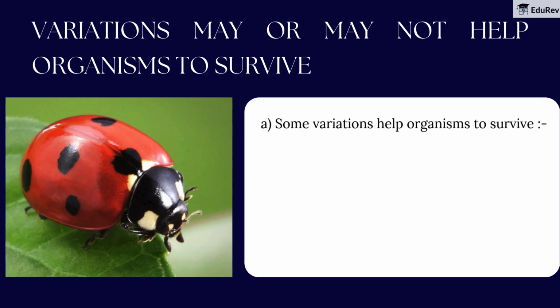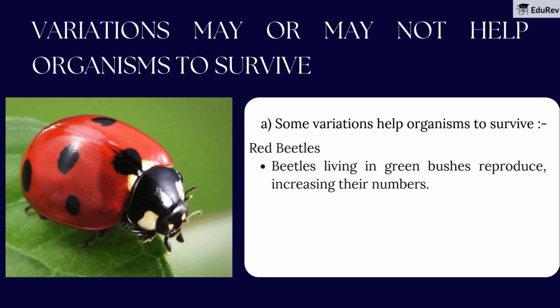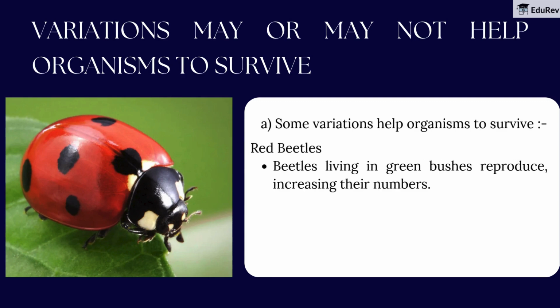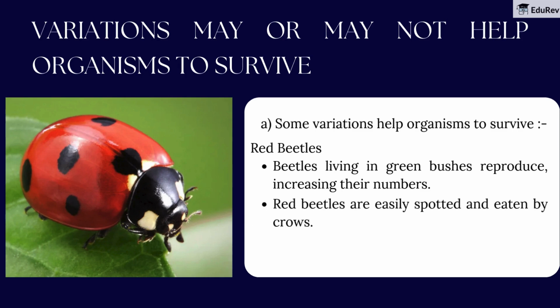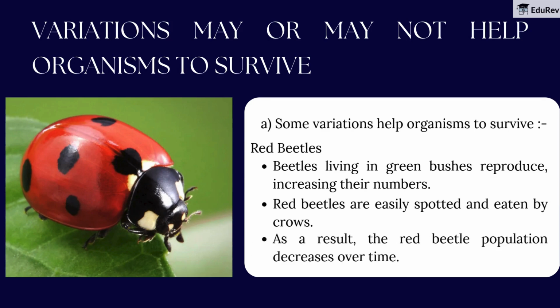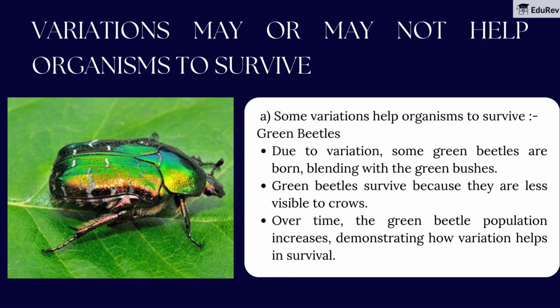Some variations help organisms to survive. For example, beetles living in green bushes reproduce, increasing their numbers. Red beetles are easily spotted and eaten by crows, causing their population to decrease over time. On the other hand, green beetles blend with the bushes, survive better, and increase in numbers.